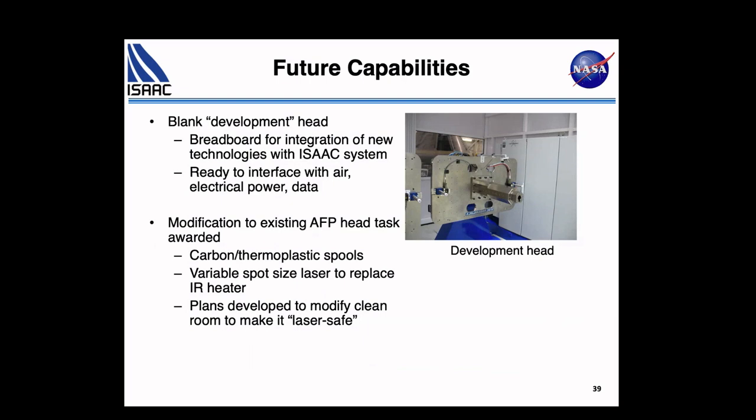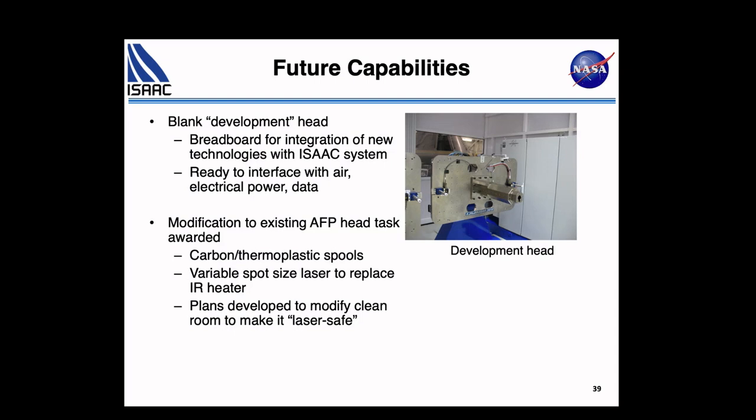We also have what we call our development head, which is for new capabilities. If somebody came in and said, hey, I want to try this out, we would negotiate with them. Okay, what does it involve? How can we make this work? And we have the opportunity to say, okay, we've got a blank head here. Power, air, data, how could we make this work? We are also looking to be able to look at thermoplastics instead of just epoxies.